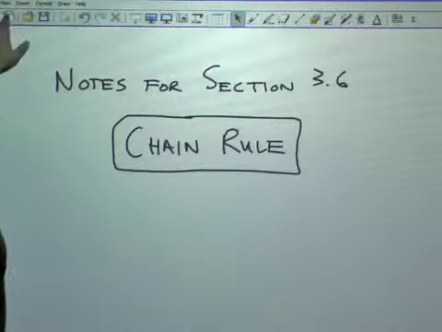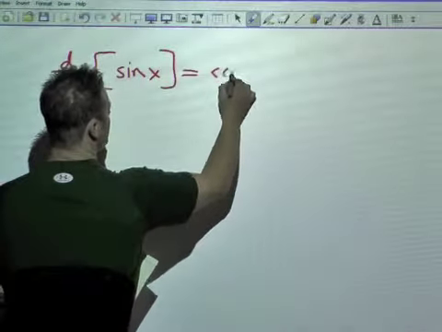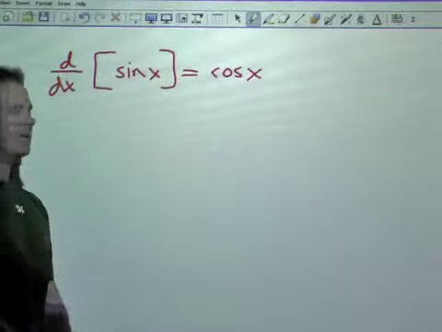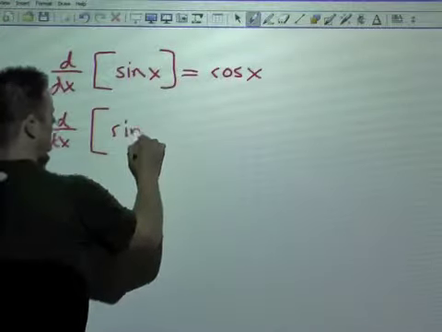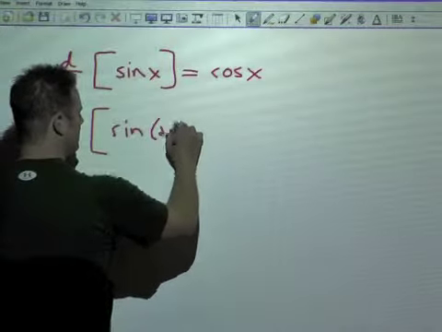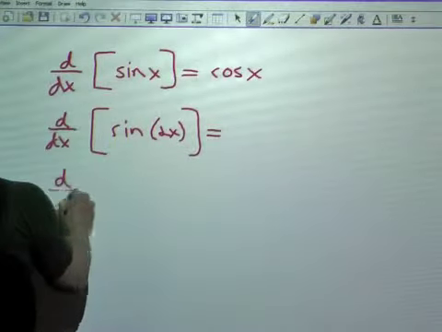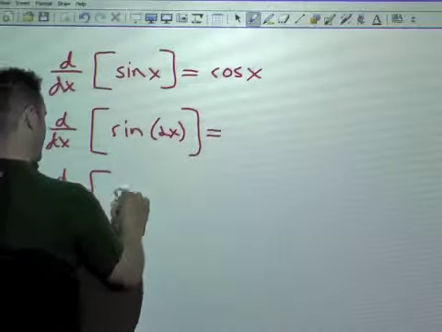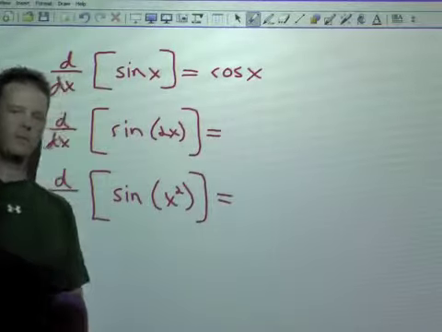So let's get started. Now, last time we learned about the derivative of trig functions. For example, we learned that the derivative of the sine x function is cosine x. So the next step I'd like you guys to think about is, what if you wanted to find the derivative of something like sine of 2x? How would you find the derivative of sine 2x? Or, let's say you wanted to find the derivative of the sine of x squared. Wonder what those would be.